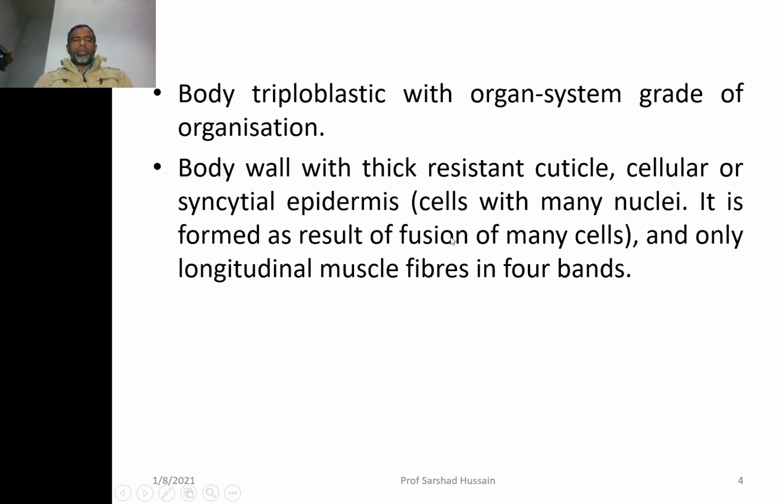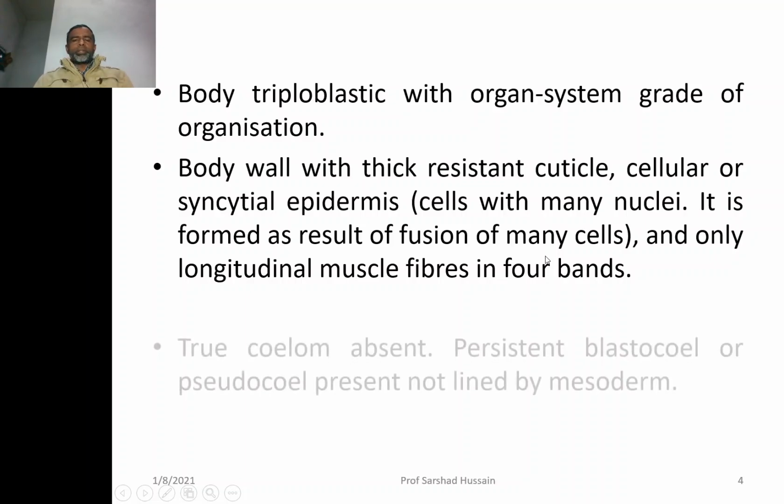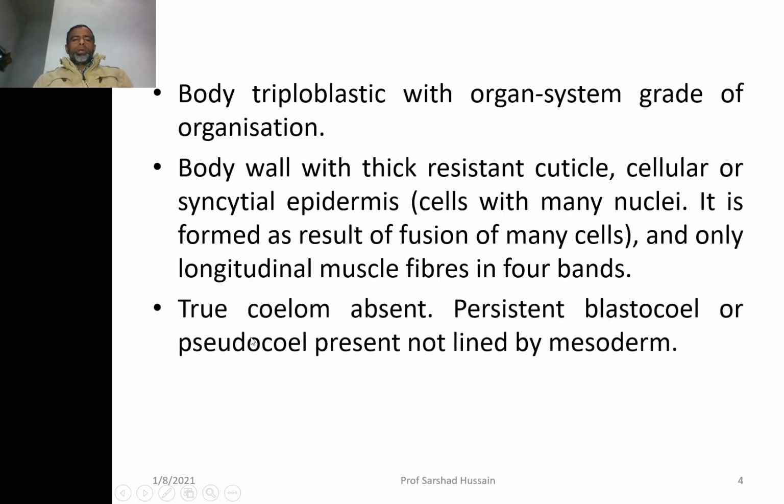So how are they formed? They are formed as a result of fusion of many cells. When so many cells fuse together, it will look like a large cell with so many nuclei. And they have only longitudinal muscle fibers present in four bands. I have already told you it is a pseudocoelomate group, largest phylum of the pseudocoelomate, so they don't have the true coelom.